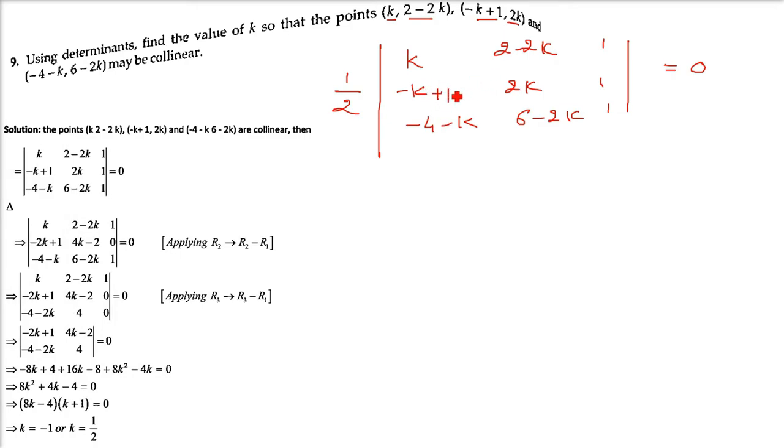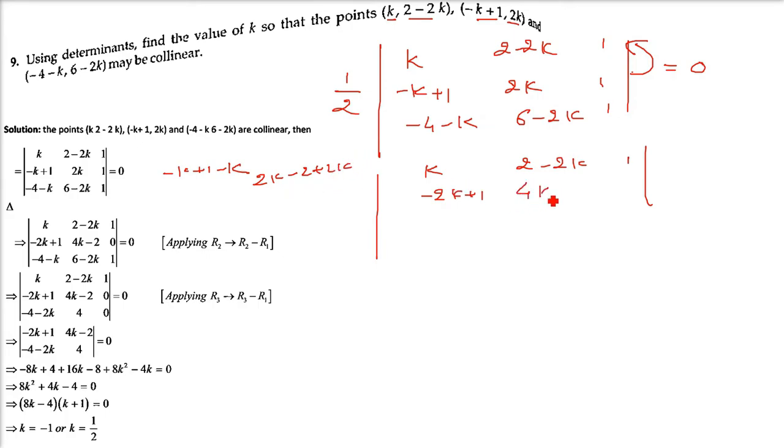If you are able to do it in a certain way that makes it easier, that is very good. Otherwise, row 2 minus row 1 and row 3 minus row 1 is always there, right? So -k + 1 - k is going to be -2k + 1. The first row will remain like that, k and 2 - 2k. Then 2k - 2 + 2k is 4k, so 4k - 2 will come. Then we have 1 - 1, that is going to be 0. Now R2 has been done. Now R3 minus R1 you have to do.